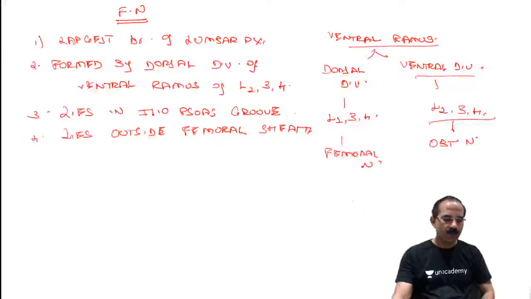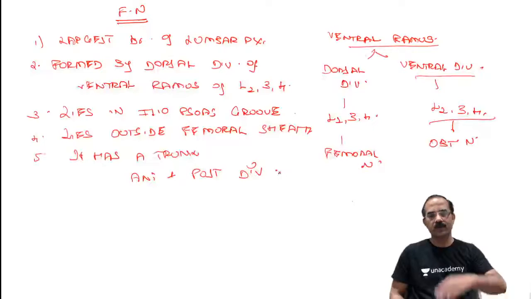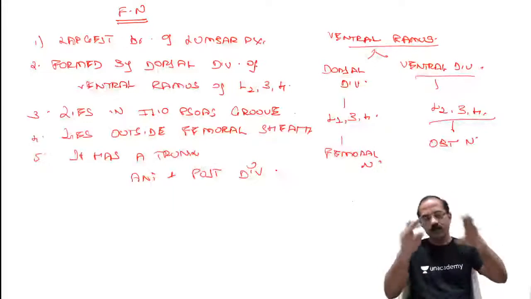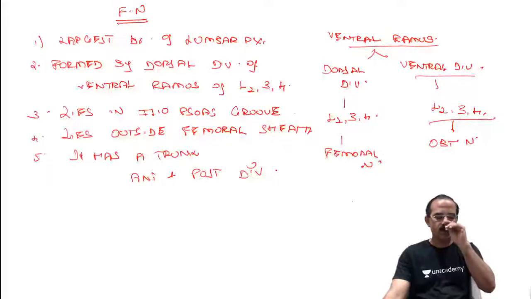Okay. Now, it has a trunk. I'll revise this quickly. It has a trunk, anterior and posterior divisions. This is the easiest way to understand the femoral nerve. It has a trunk and two divisions, anterior and posterior divisions. I'll revise this, don't worry. I'll just quickly go through it. Clear? This much is clear?